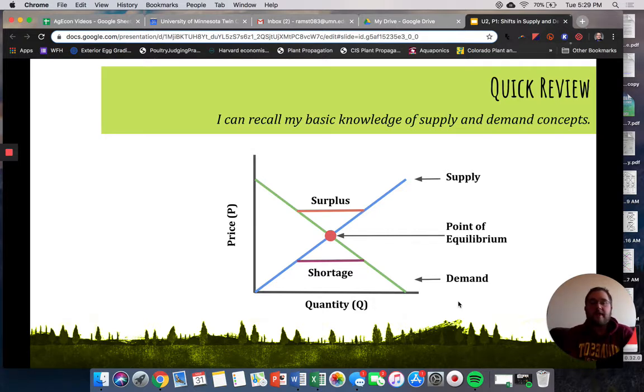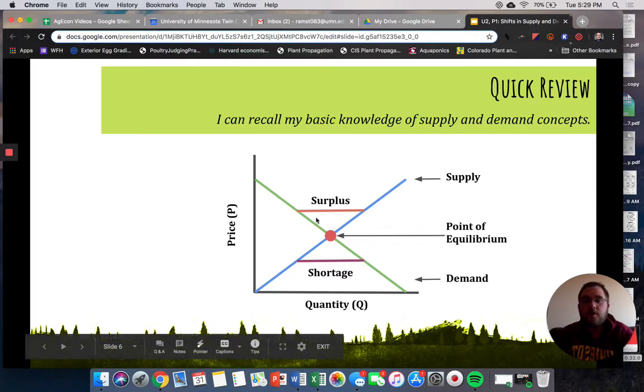Surplus is going to be located above the supply and demand point of equilibrium, and shortage is going to be located below that point of equilibrium. The way to confirm this is notice where the surplus line meets the supply line, okay? Right over here. If we go down to quantity, we'll notice that surplus means there's a higher level of quantity than there is at the point of equilibrium.